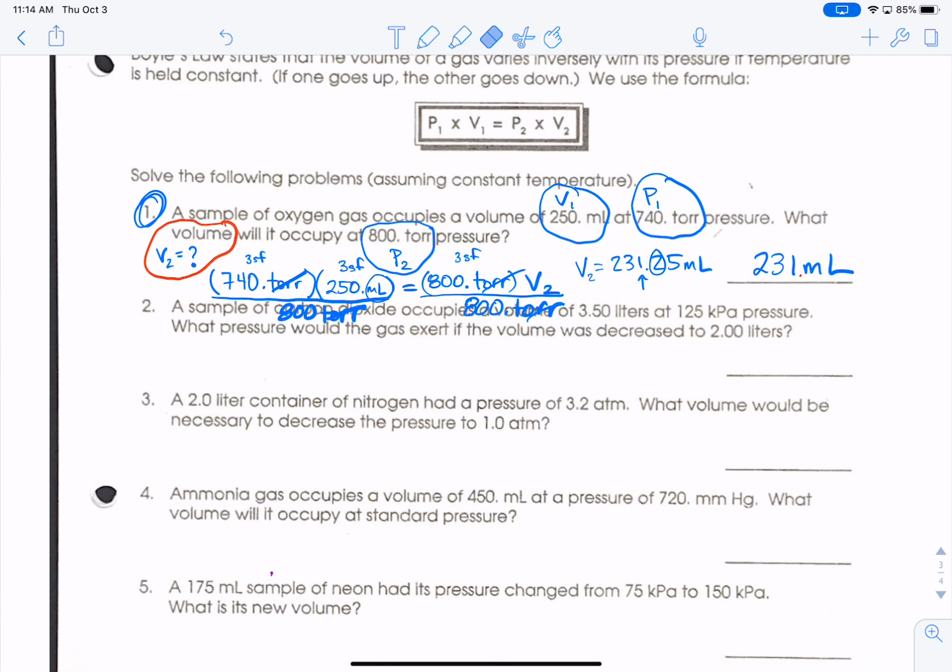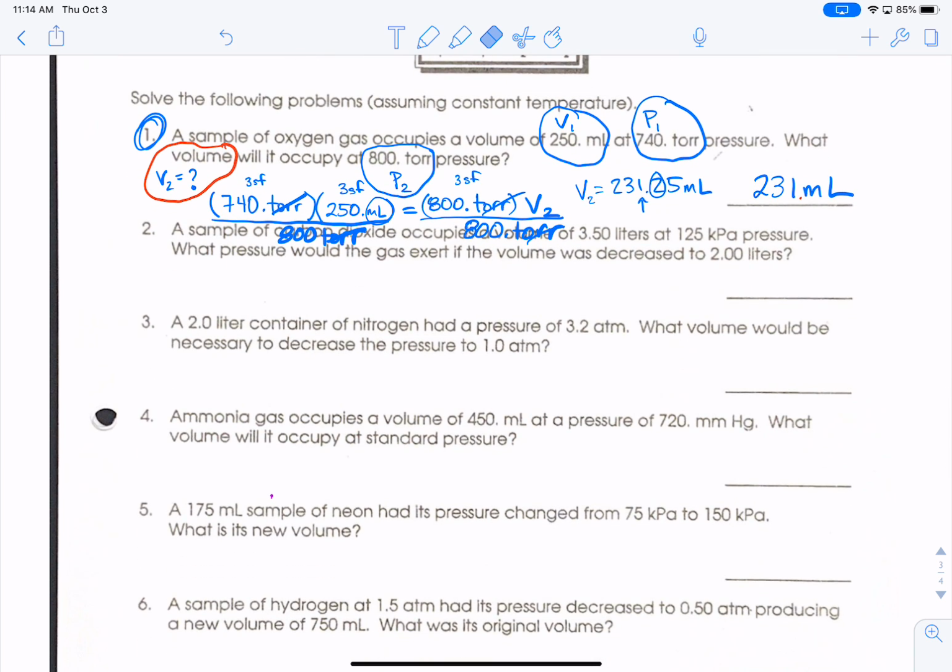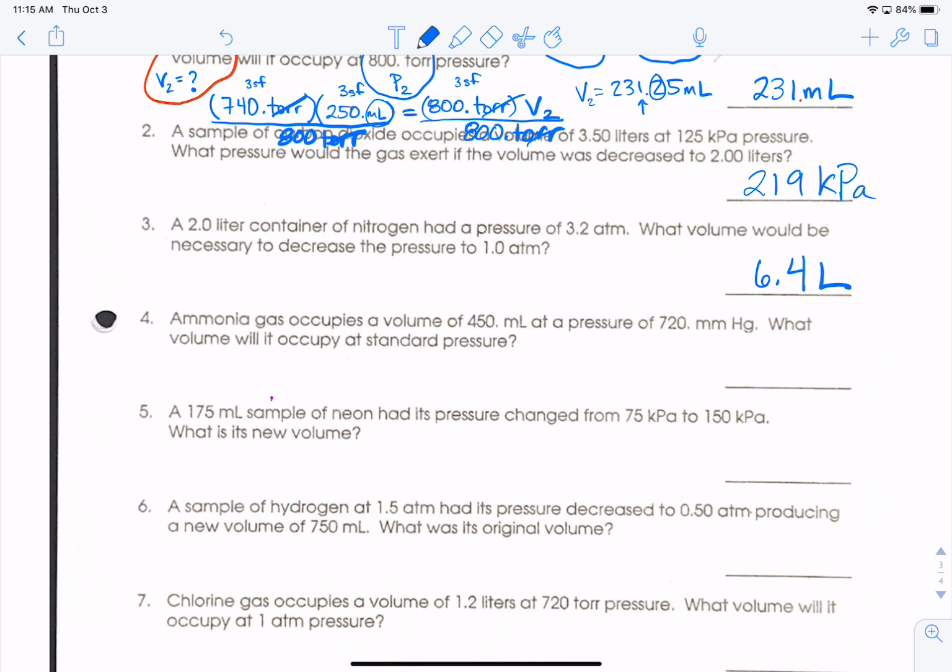All right, everyone, so let's go ahead and go over the answers. I'm just going to give them to you right now, and you're going to be checking your work. So we have 219 kilopascals, 6.4 liters. Let's check our work first, and then I can go over a couple questions.